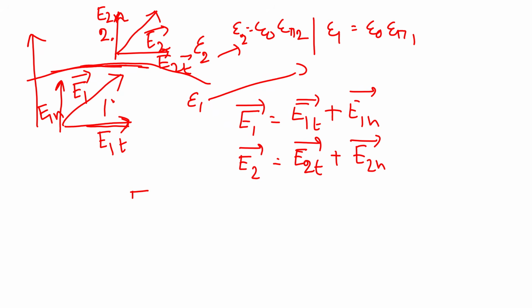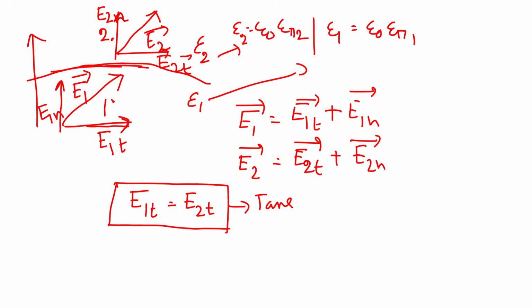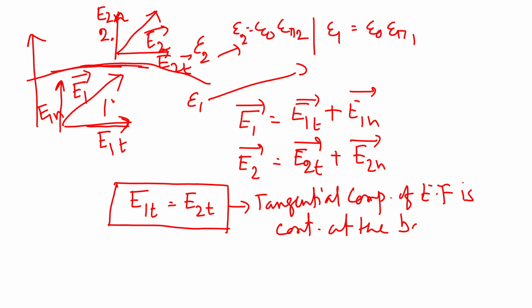Now it can be proven by doing mathematical analysis, I am not getting into that part, that the tangential component of electric field will remain continuous at the boundary of two different medium. That means E1t will be equal to E2t. The interpretation of this mathematical expression is that the tangential component of electric field is continuous at the boundary of two different dielectric.